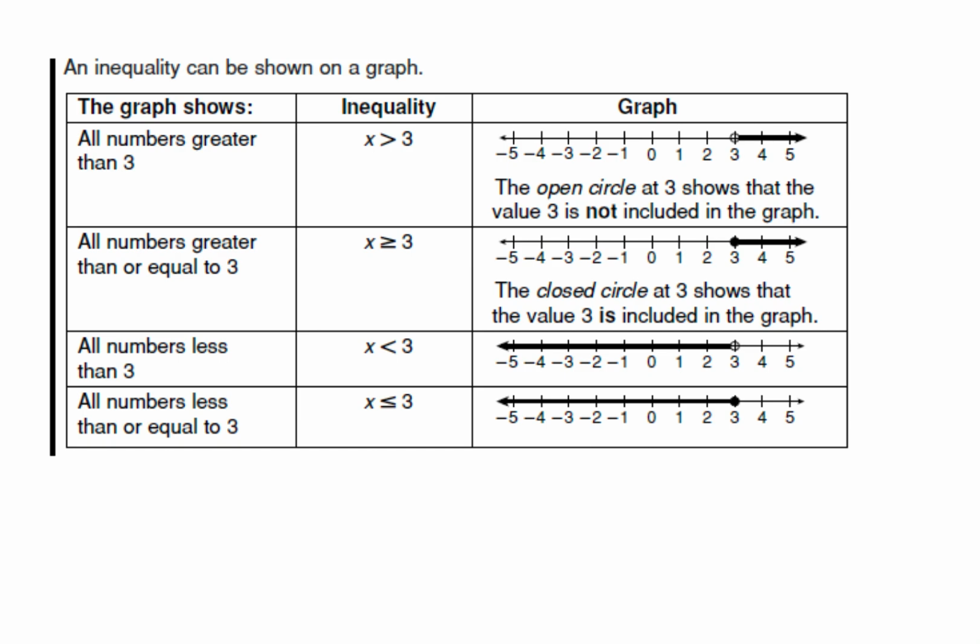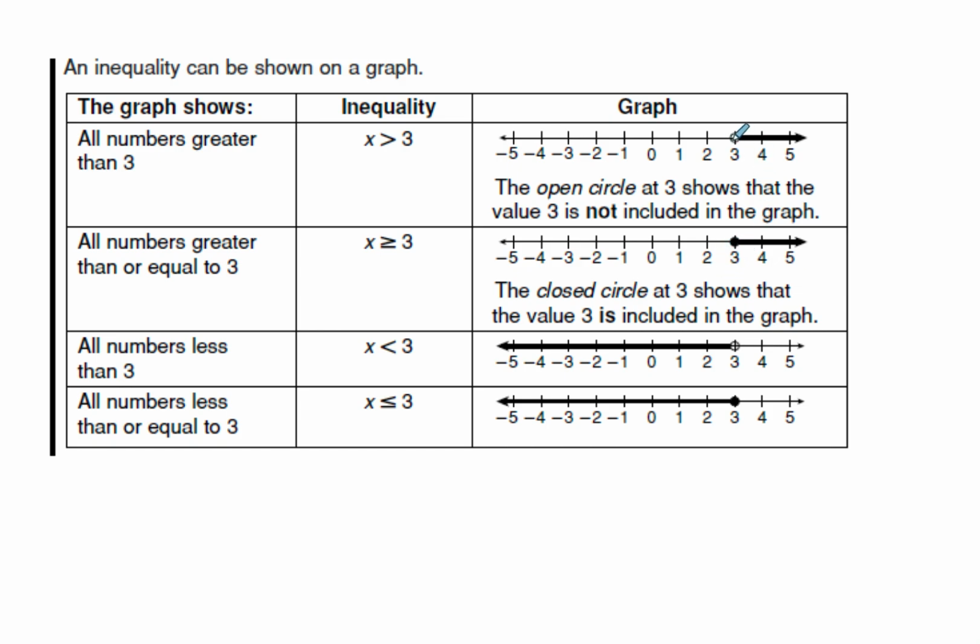So let's take a look at our next slide. An inequality can be shown on a graph. The graph has all the possible solutions shaded. So the shaded part of the graph is showing the possible solutions for the inequality. Here the graph is showing all of the numbers that are greater than 3. In an inequality, it looks like this: x is greater than 3.